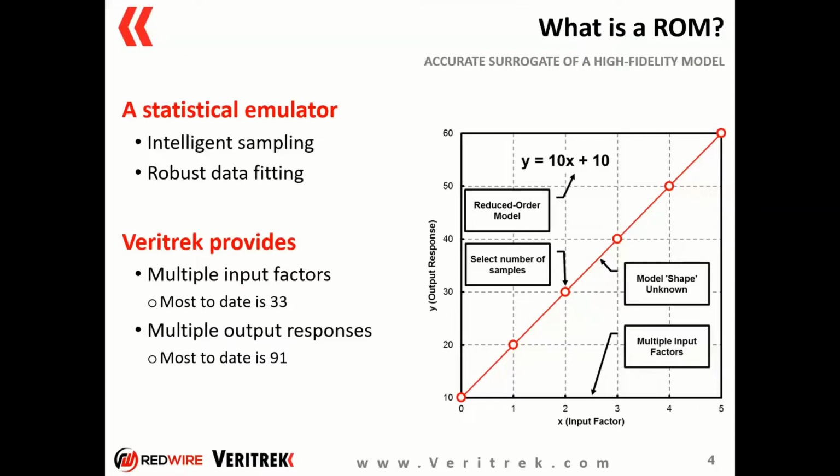And also we have a very robust data fitting algorithm in Veritrek. You can imagine with thermal systems, they're not going to be nice and linear like this simple example. Thermal systems are highly nonlinear, especially with space thermal, with the radiative effects, that temperature to the fourth effect. And so Veritrek's data fitting methods can handle those highly nonlinear systems. All right, we'll go to the next slide.